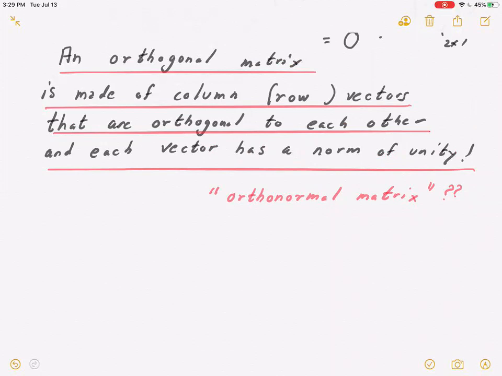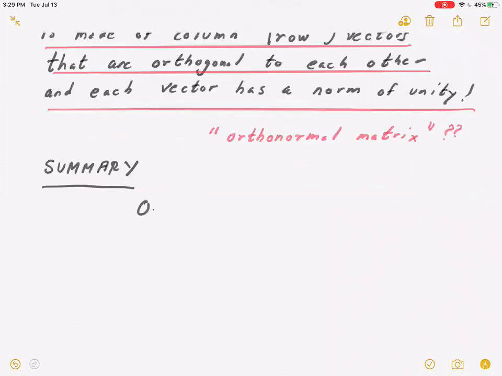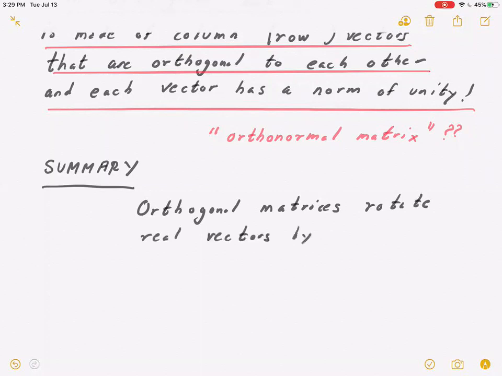So let's summarize where we are. We have discovered in case 5 a special type of matrix, a rotational matrix, or an orthogonal matrix. Orthogonal matrices rotate real vectors by keeping their magnitude unchanged.